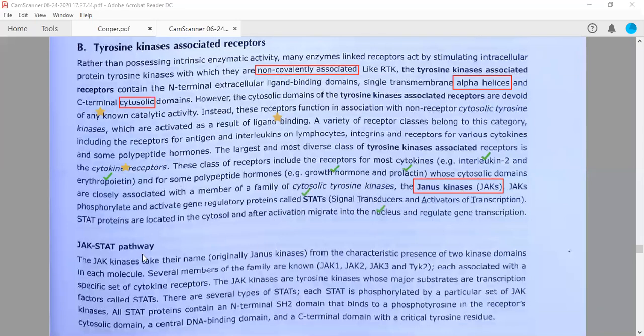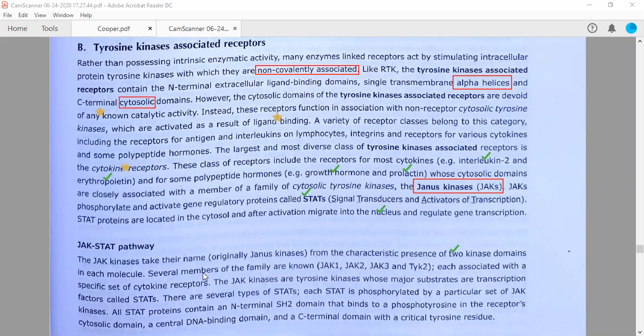Now, how is this JAK-STAT pathway mediated? The JAK kinases take their name, actually they're called Janus kinases, from the characteristic presence of two kinase domains in each molecule. So you need to remember there are two kinase domains in each protein, so that they are able to phosphorylate both your receptor as well as the STAT protein. So they have two kinase domains in each JAK molecule.